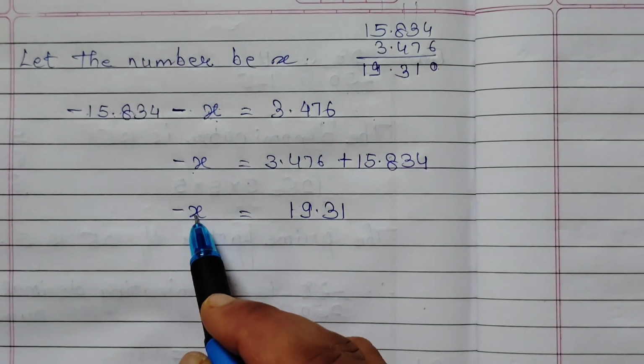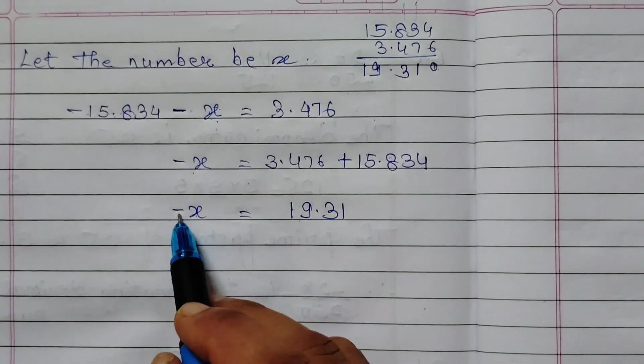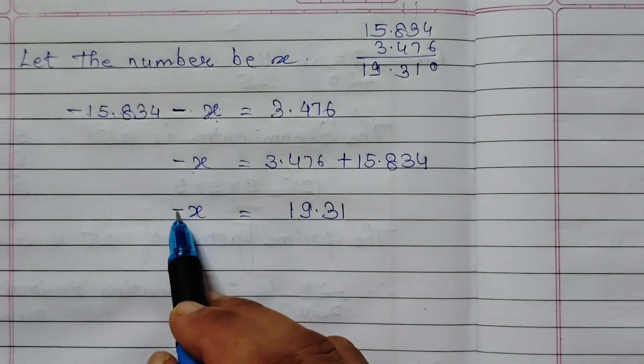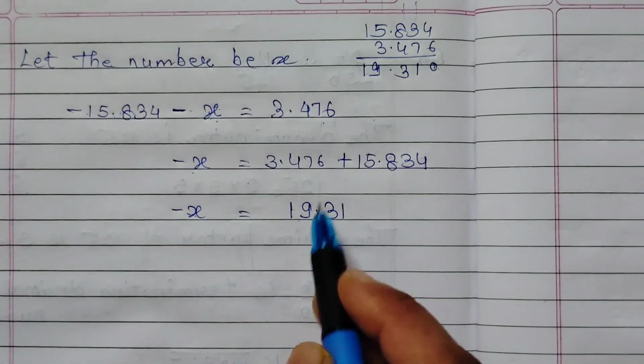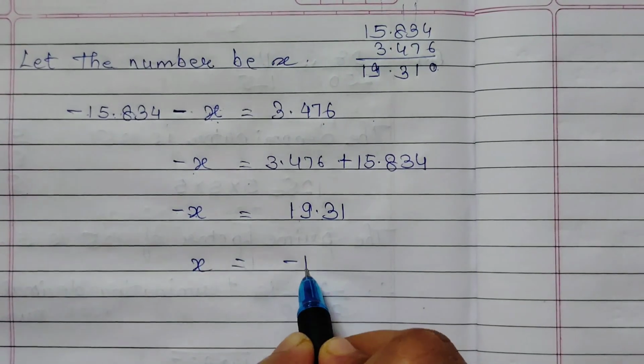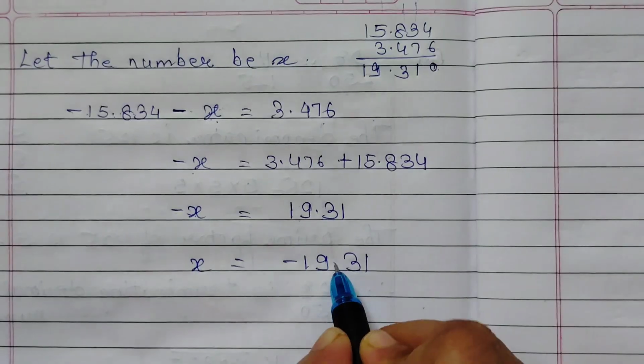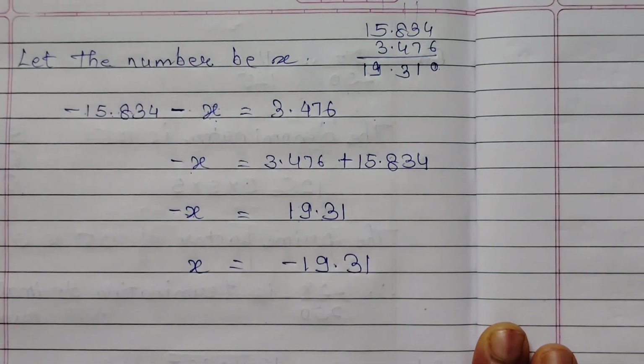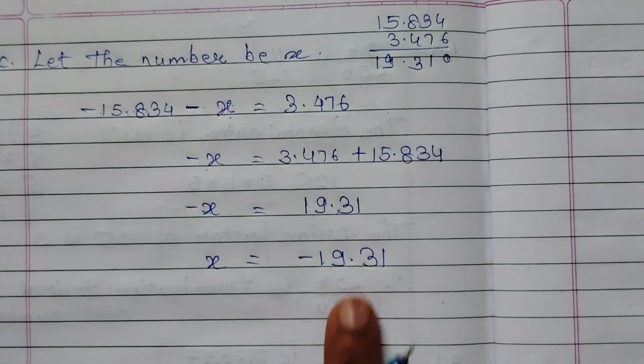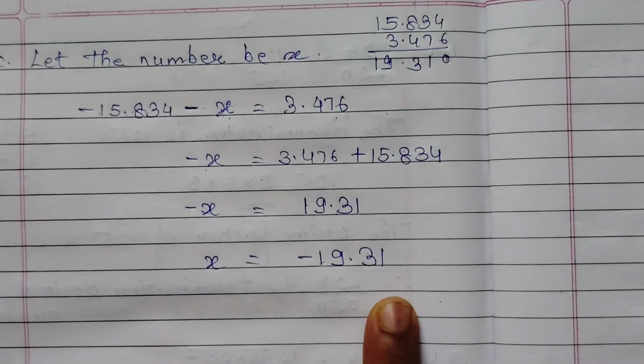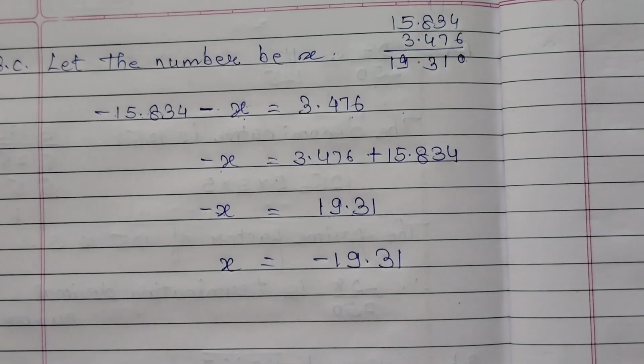Okay, now here we got the x value, but this is minus x, so we have to remove this. When we remove the minus sign from the x, it goes here. So what is it? X is equal to minus 19.31 is the answer. Okay, so the number is minus 19.31. Okay, now next question.